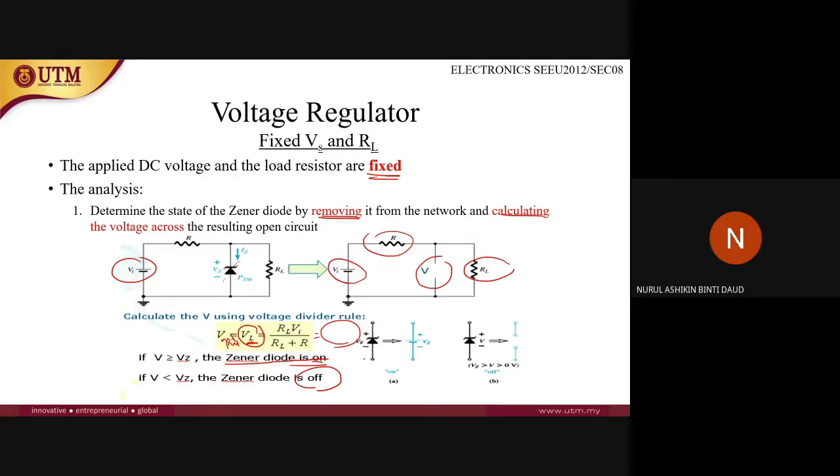So there's no further calculation after that. If you want to determine whether the Zener diode is on or not, first you have to calculate using this formula.